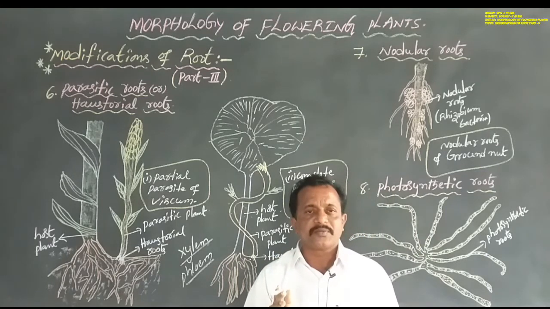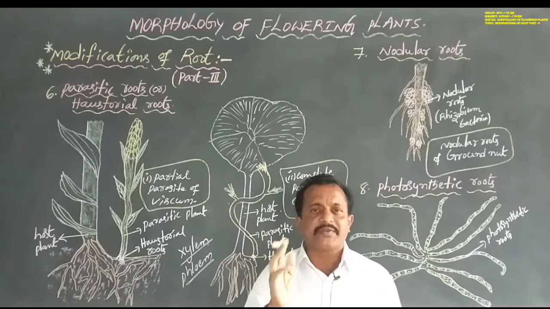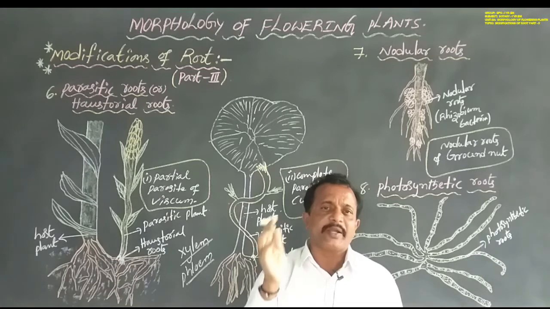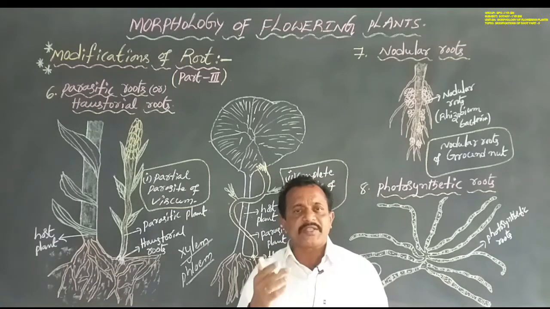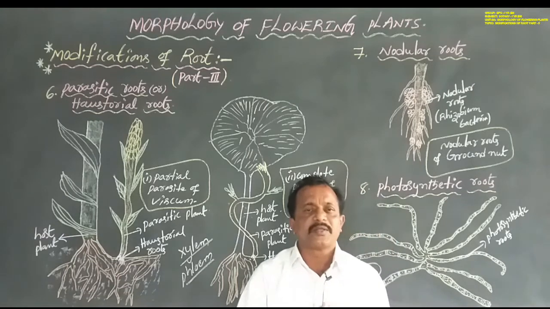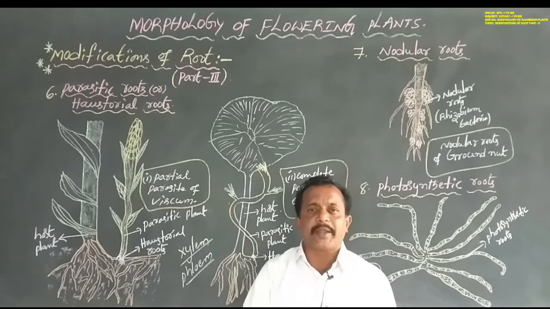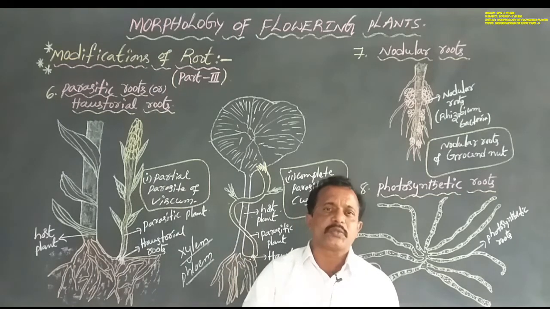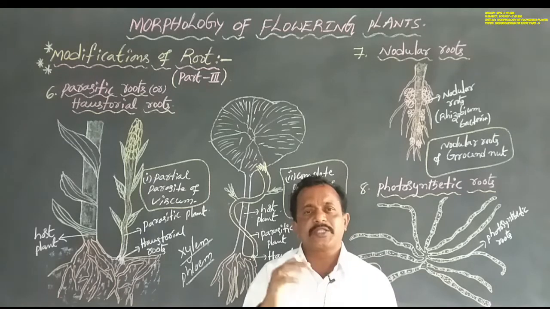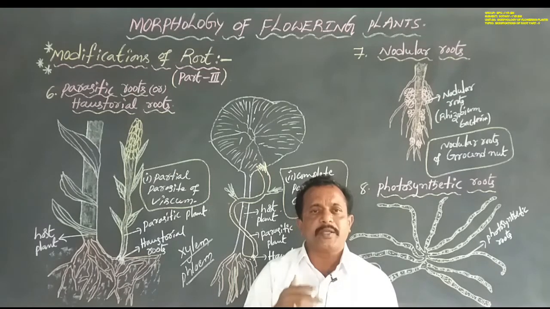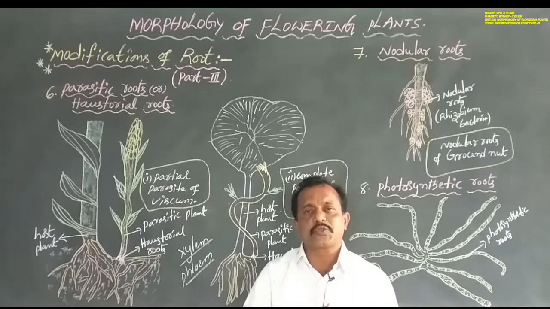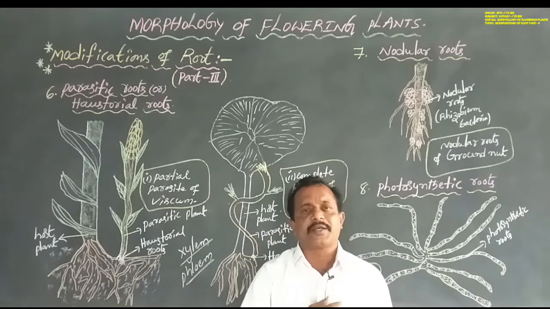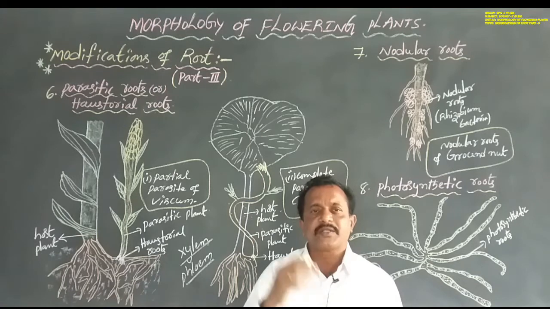Partial parasitic roots are mainly connected to the xylem. Complete parasitic roots are mainly connected to the xylem and phloem. Why? Because the xylem always transports water and mineral nutrients from the root system to the entire plant body. The phloem always transports food material from the leaves to the entire plant body. So these parasitic plants produce haustorial roots. These haustorial roots easily absorb water, mineral nutrients and food materials from the host plant.